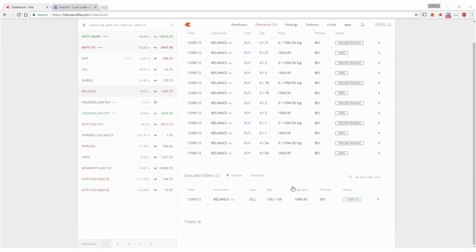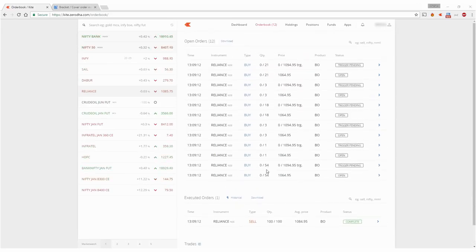On a bracket order, for every trade that gets executed, you will get a target and a stop loss placed. Because imagine a situation where you wanted to buy or sell 100 shares of Reliance and only 20 get executed and 80 are still pending. In such a case, would you not want a stop loss and a target for the 20 which have already been executed? That's the reason for every execution there will be a target and a stop loss.